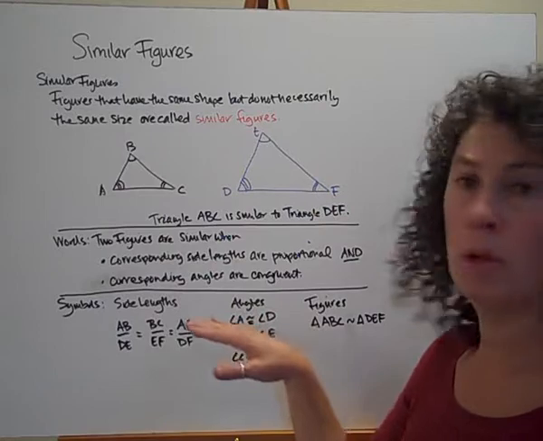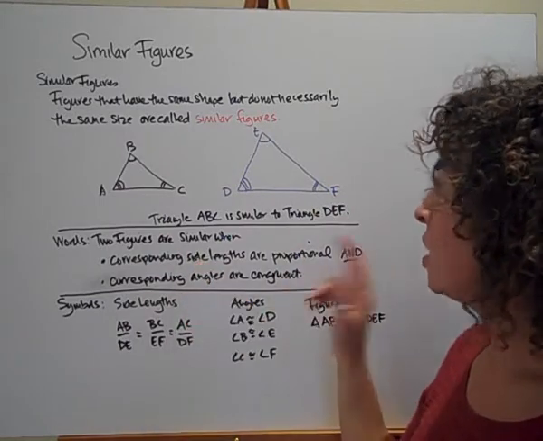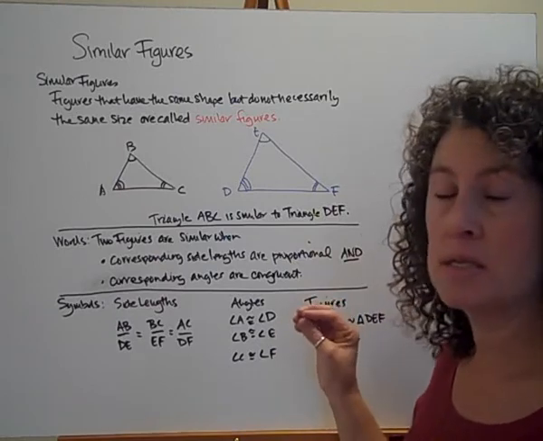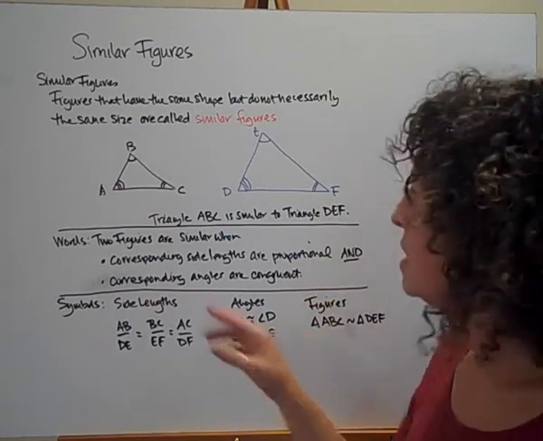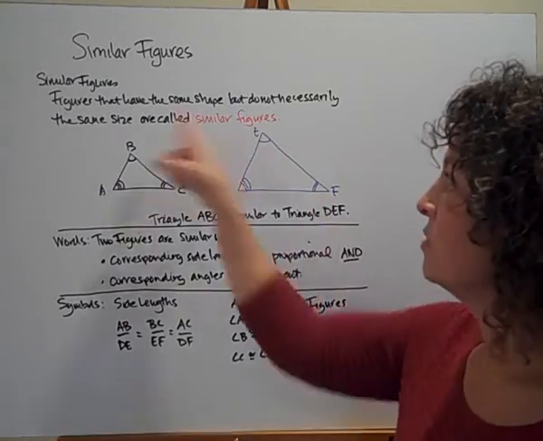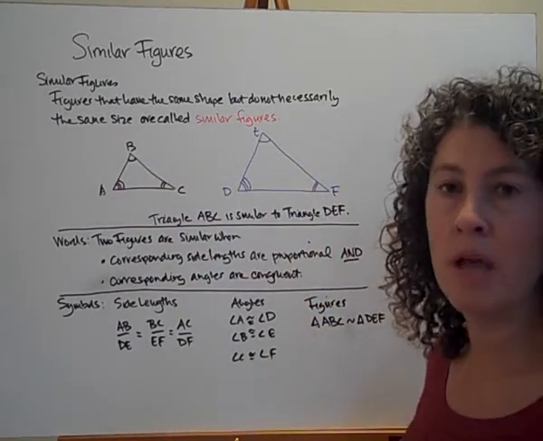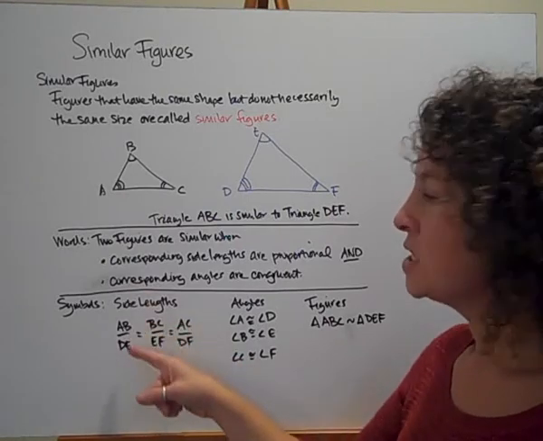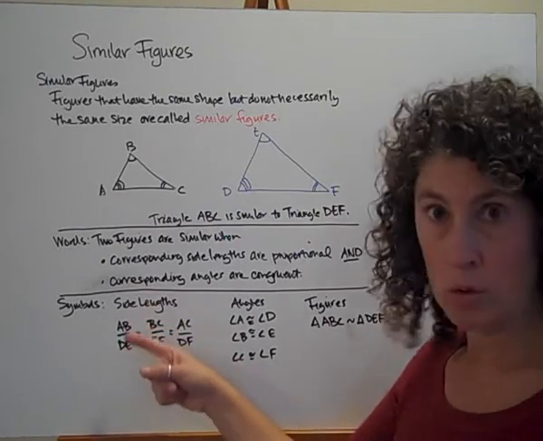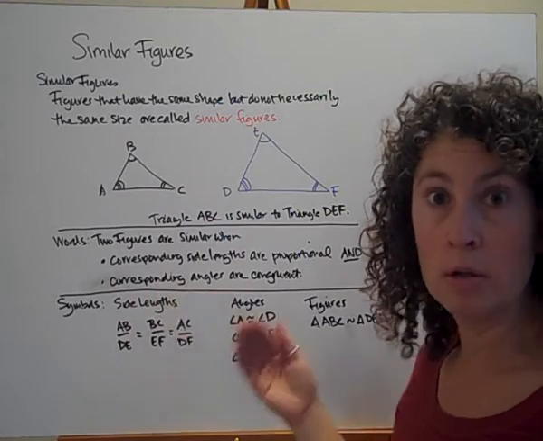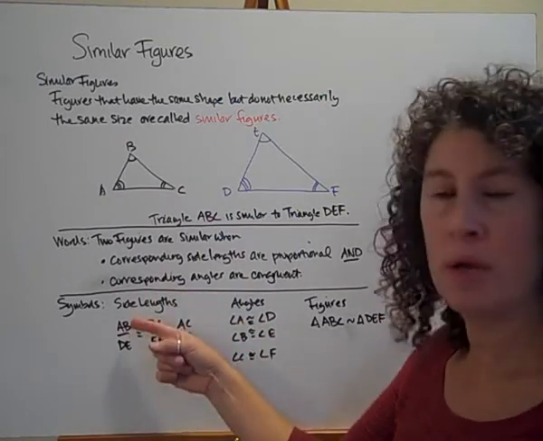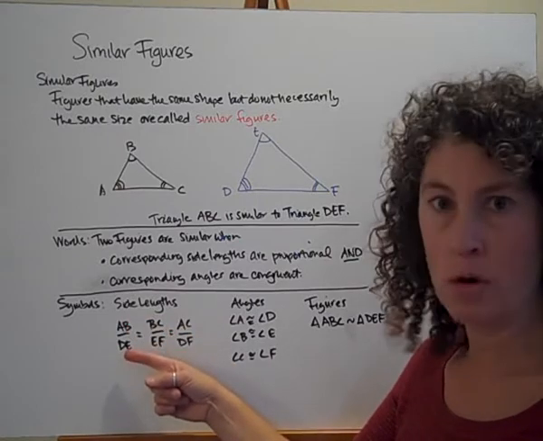Two figures are similar when corresponding side lengths are proportional. They're going to have proportional side lengths, not necessarily congruent side lengths, and corresponding angles are congruent. We've already checked that the corresponding angles are congruent. Let's take a look at their side lengths. We can set them up as ratios. Remember, a ratio is a numerator and denominator. It looks a lot like a fraction. It is a fraction. We're going to put a corresponding side over its corresponding side.